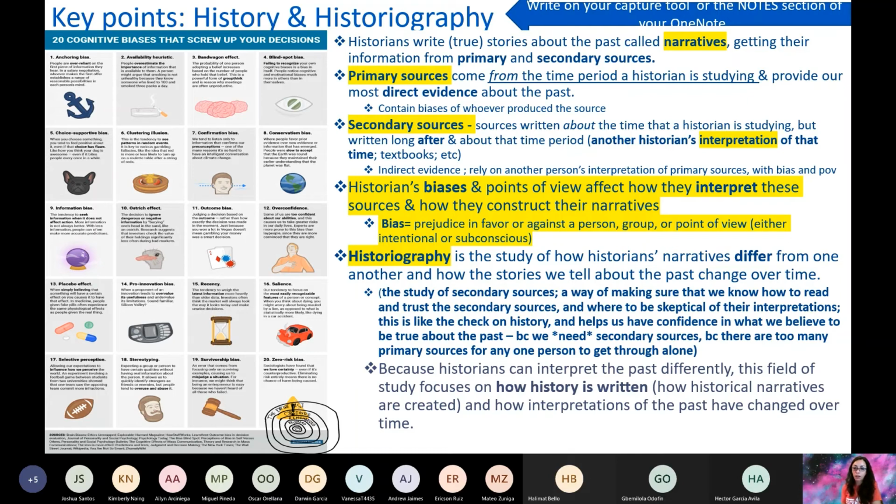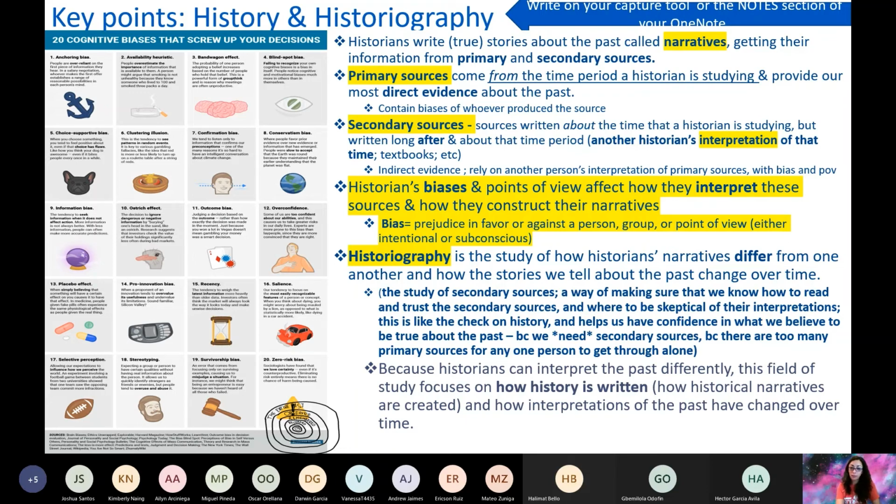It's kind of like a check on history because history is not an exact science, right? So if I only read one book about your life, it could be a totally biased account and I would never know it unless I read several different books about your life too. That's why we have a whole field of study for like all of those different narratives.